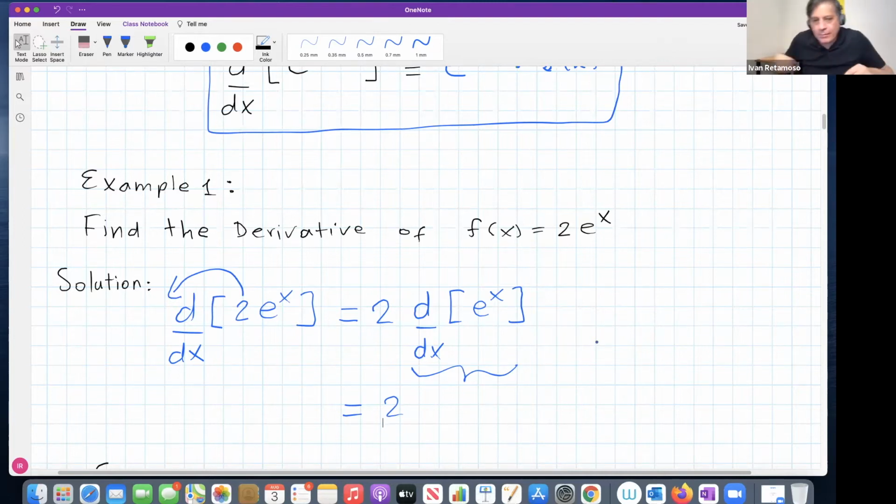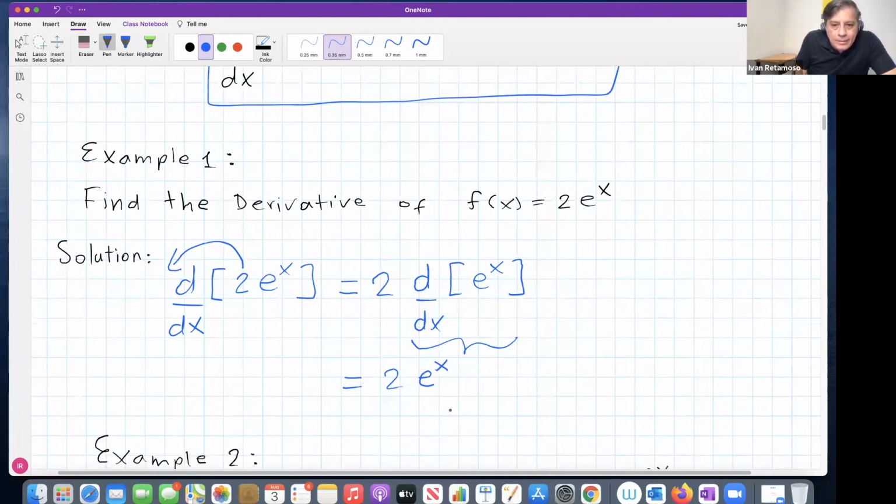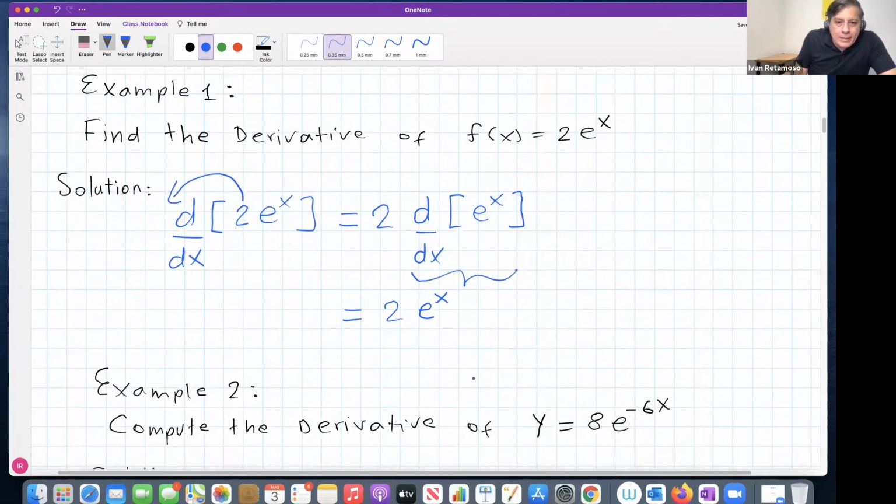Great. Remember, e to the x is the nicest function in calculus. It is itself, Oscar, yeah, you made my day. Derivative of e to the x, guys, itself, believe it or not, e to the x, right? And then that's it, 2 times e to the x. Very good. Very basic example. Let's go over example 2 now.